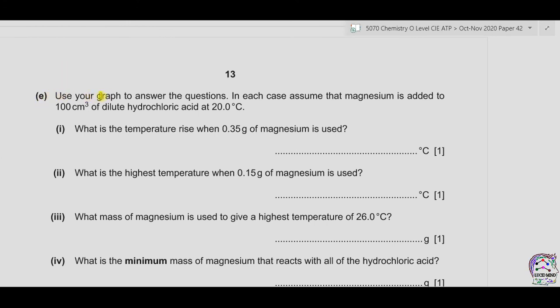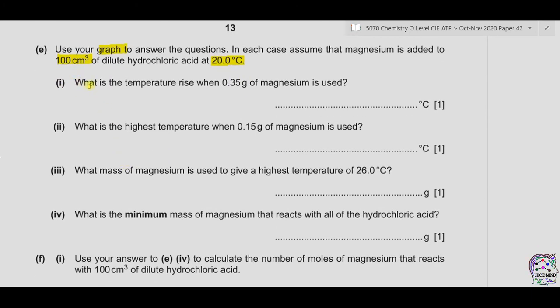Part E. Use your graph to answer the questions. In each case, assume that magnesium is added to 100 cm³ of dilute hydrochloric acid at 20 degrees centigrade. Number 1. What is the temperature rise when 0.35 grams of magnesium is used? Now we can obtain this value from the graph.